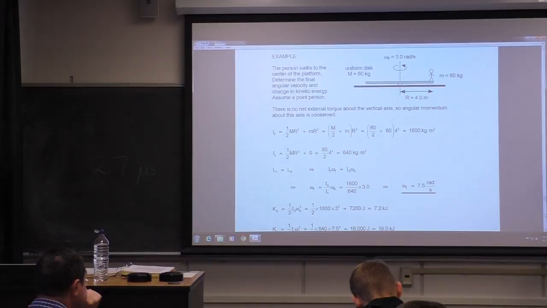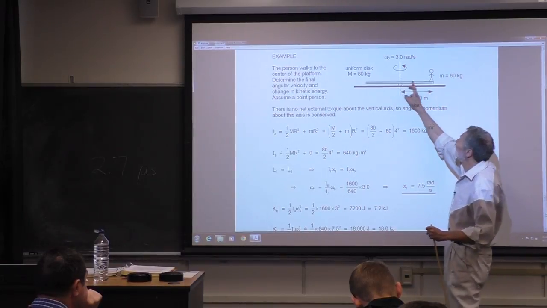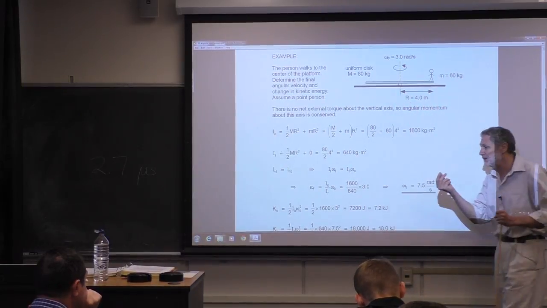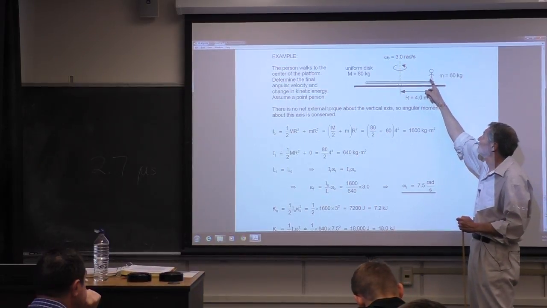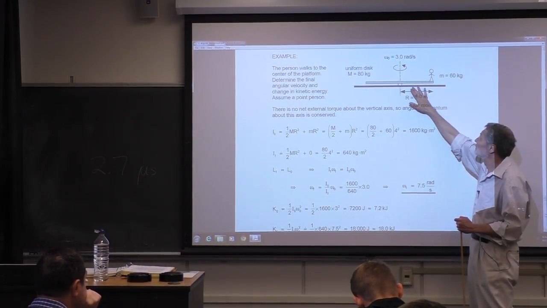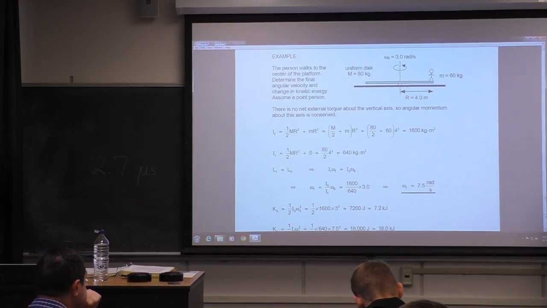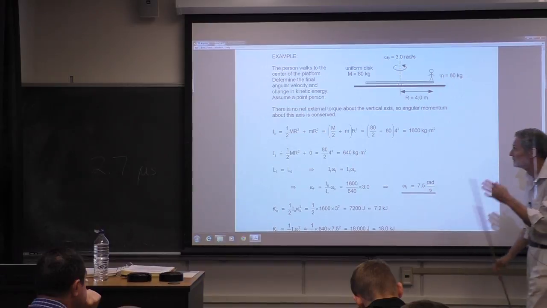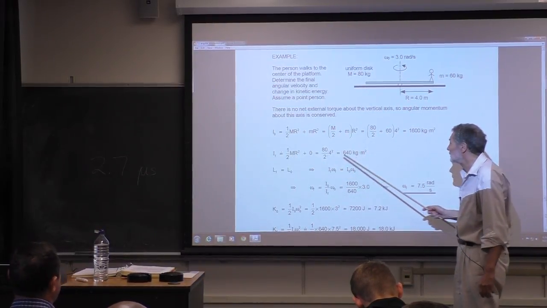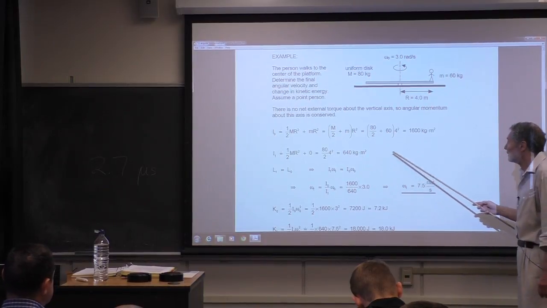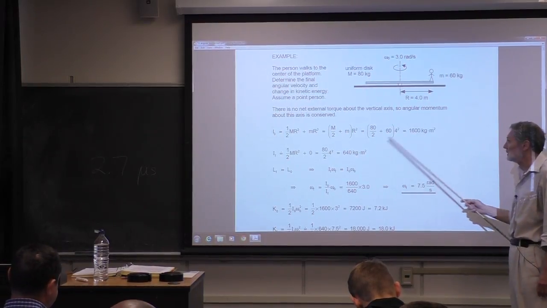The final moment of inertia of the system: the person is at the axis, and because the lateral spatial extent of the person here is small, we're going to neglect that moment of inertia. It's going to be very small compared to the moment of inertia of the disk, so we'll neglect it. So we put 0 here. We just have the moment of inertia of a disk, which is this. So we've got a very substantial change in the moment of inertia here.